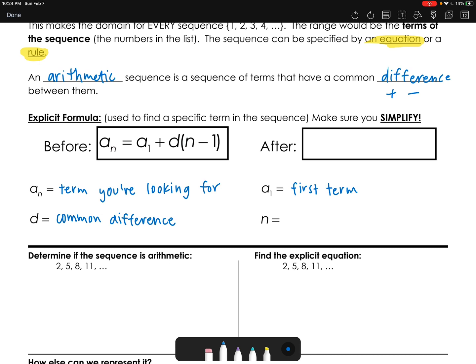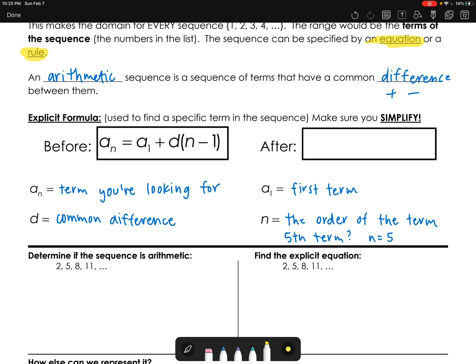So what is n? And that is the order of the term. And what I mean by that, I know that might sound kind of strange, is if you're looking for the fifth term, that would mean that n is equal to 5. If you're looking for the ninth term, n is 9. So when you have questions that are asking you, what is the 10th term, you're plugging in 10 for n. So now that we have everything defined and we know what all of these different variables and parameters mean, let's look at this before and after.